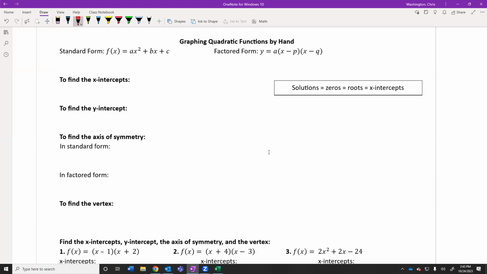So to find the x-intercepts, this is literally what we've already been doing. The x-intercepts are the solutions to the equation. Literally, we set that equation equal to 0 and we solve for x. We've been doing that for a really, really long time.